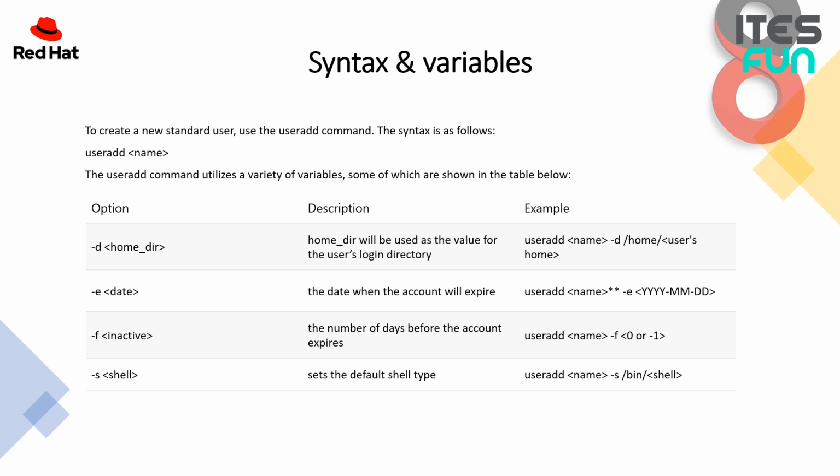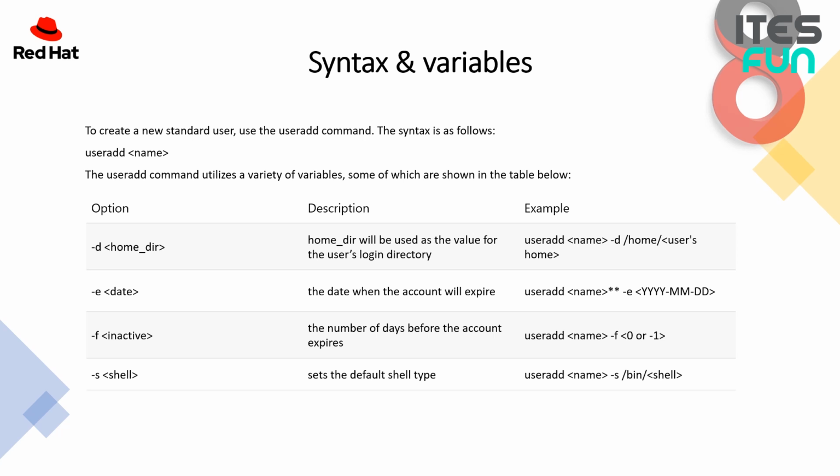There are a few options which we are going to take a look at: -d, -e, -f, and -s. The first one, -d, is for the home directory. Home_directory will be used as the value for the user's login directory. Example: useradd, username, -d, and then the home directory which we want to provide to the user.